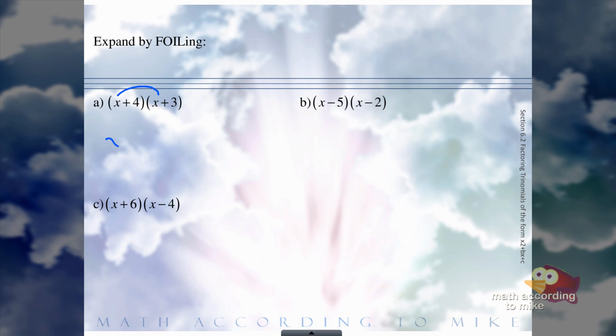X times x is x squared. Then we'll multiply the outer terms. X times positive 3 is plus 3x. Then we'll multiply the inner terms. Positive 4 times x is plus 4x. And then we'll multiply the last terms.